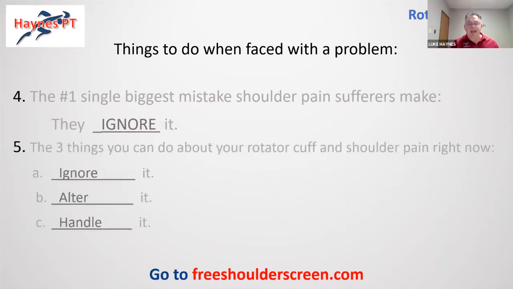And the 3 things that we can do about the rotator cuff shoulder pain right now is we can continue to ignore it, or if you're already taking pain medications, you're going in and getting the injections every 6 months, you can continue to alter it. Or lastly, we can handle it, and that's what I'm talking about. That's what we need to look at, see if we can change those mechanical issues that are causing that.